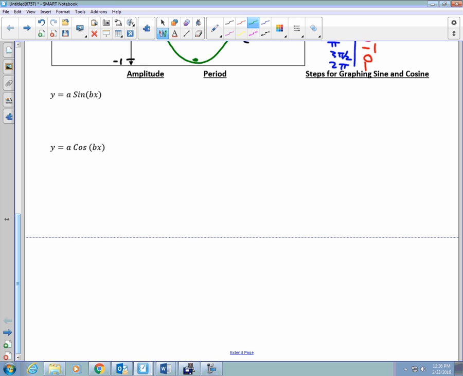Amplitude. Today we're just going to do A and B. Tomorrow we'll add on horizontal and vertical shifts to this piece. If you want to know the amplitude of the sine function, amplitude is always positive. You simply take the absolute value of the number in front. Same thing for cosine. The period starts off at 2 pi, but then you divide it by the b value, whatever sits in front of the x.